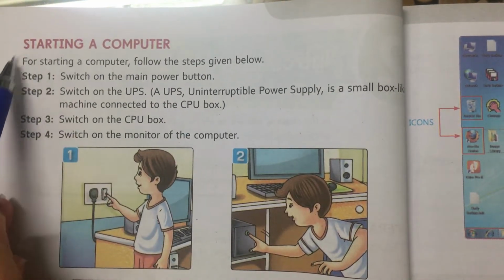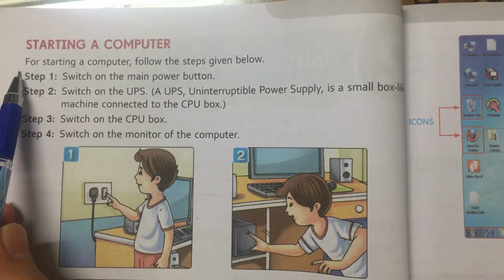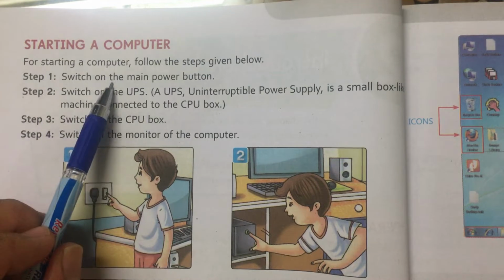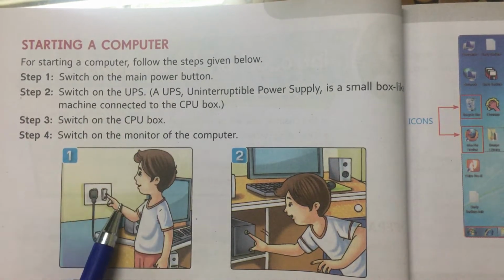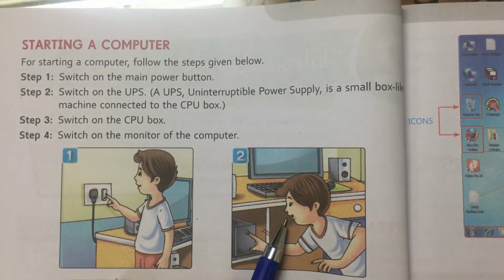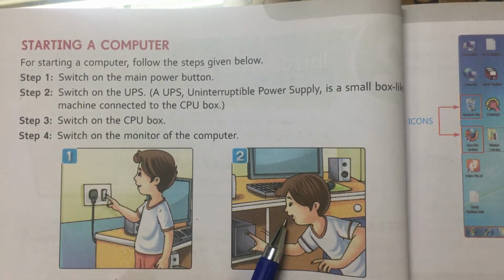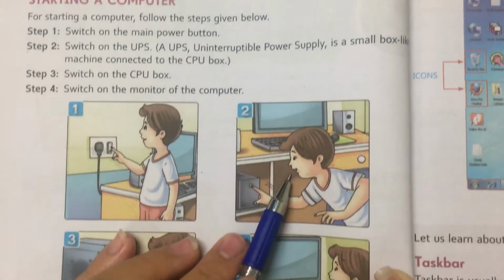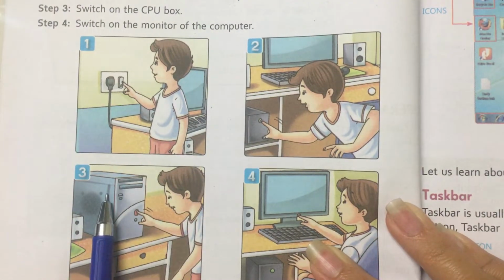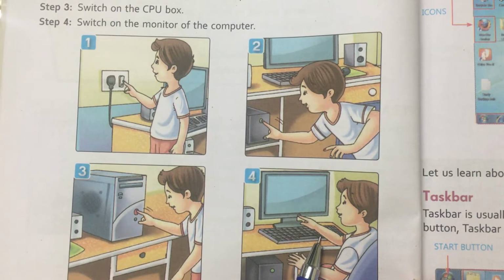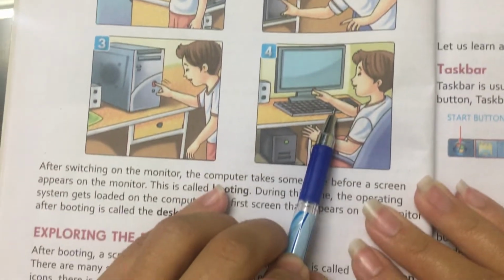Starting a computer. For starting a computer, follow the steps given below. Step 1. Switch on the main power button. Step 2. Switch on the UPS. A UPS, uninterruptible power supply, is a small box-like machine connected to the CPU box. Step 3. Switch on the CPU box. And Step 4. Switch on the monitor of the computer.